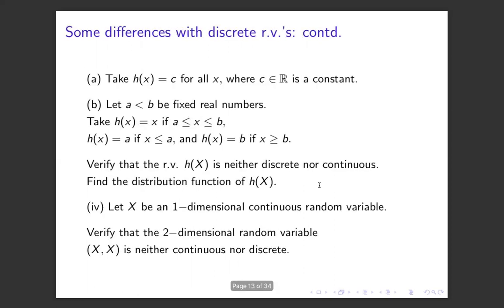And another difference: if X is a one-dimensional discrete random variable, and you take the two-dimensional random variable (X, X), that is always discrete, because if X takes values in a finite or countably infinite set, then (X, X) also takes values in that. However, if X is a one-dimensional continuous random variable, then the two-dimensional random variable (X, X) is neither continuous nor discrete.